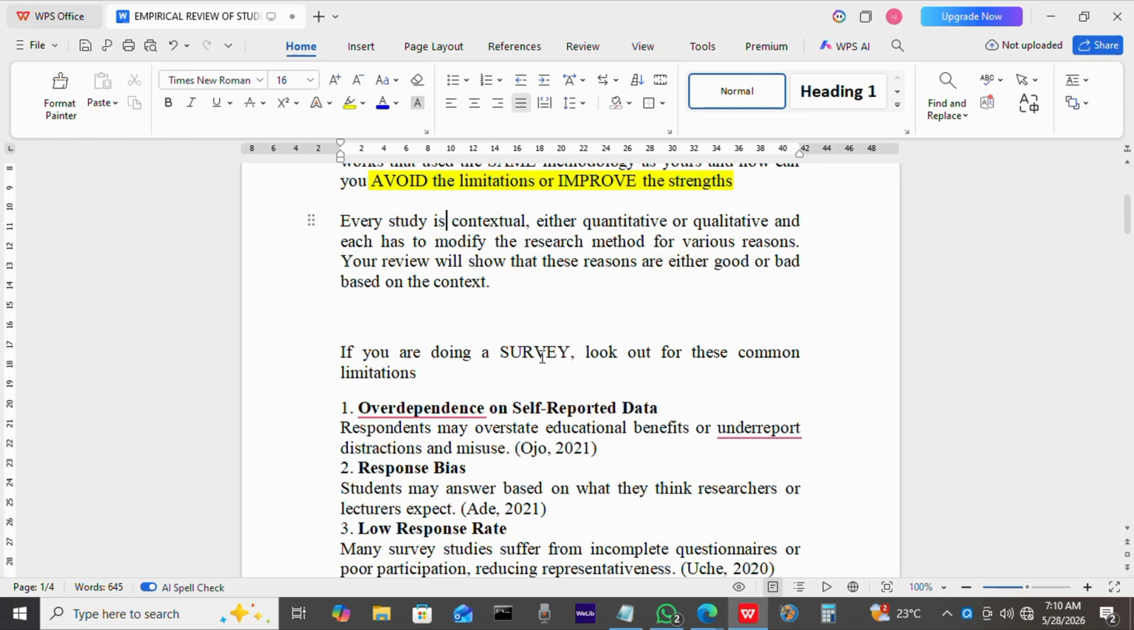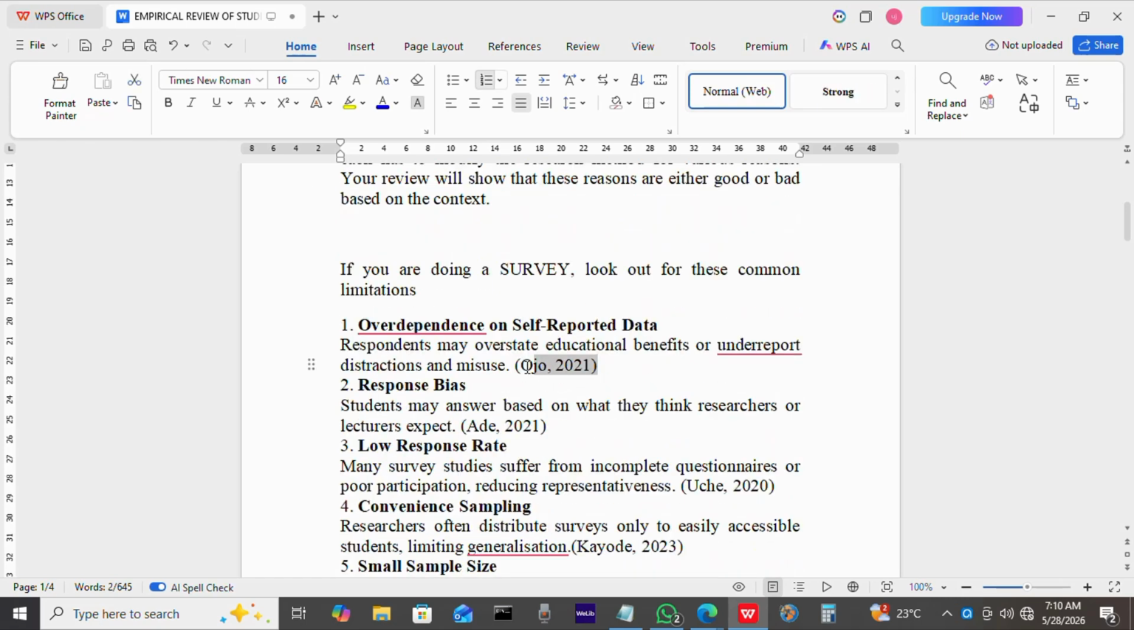Now, the popular one is survey. So let's use a survey. Let me say Ojo 2021, he did a survey on Facebook and academic performance. Then over dependence on self-reported data, maybe that was the limitation. You note it in your work, and since there's over dependence on self-reported data, you might want to recommend in your own work maybe a mixed method or multi-method, depending, just to make sure that this over dependence is cleared.